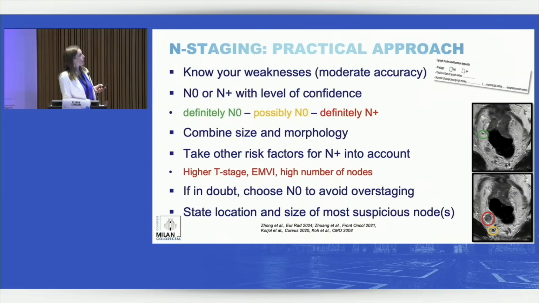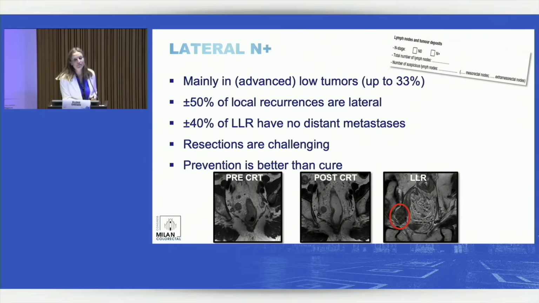Then there is another problem. For the lateral lymph nodes, they occur mainly in the advanced low tumors, up to 33%. And if we have local recurrences, about half of them are lateral, and about 40% of those recurrences have no distant metastasis, so still localized disease. And of course, it's always better to prevent than to cure.